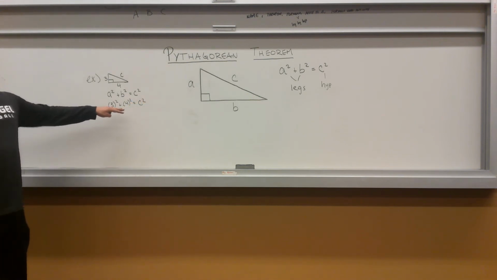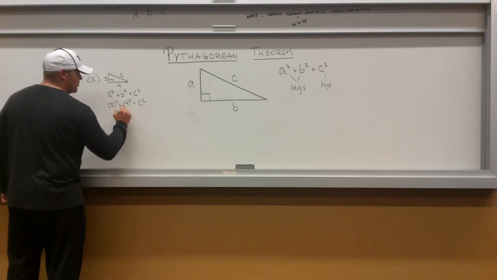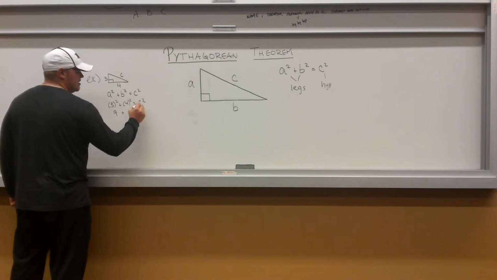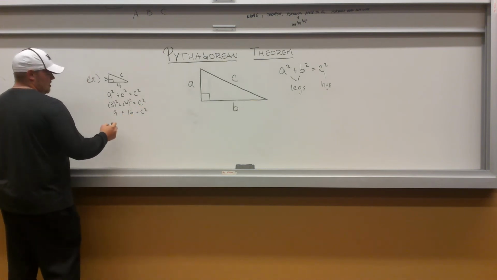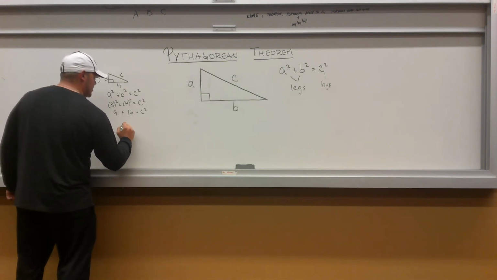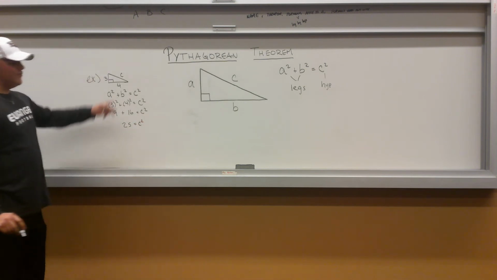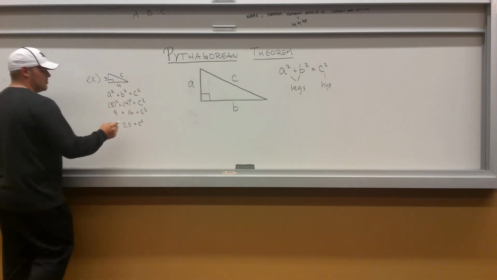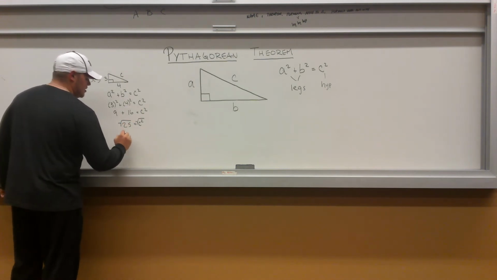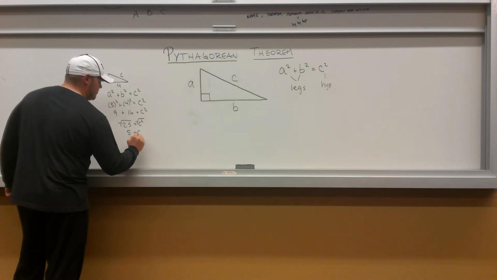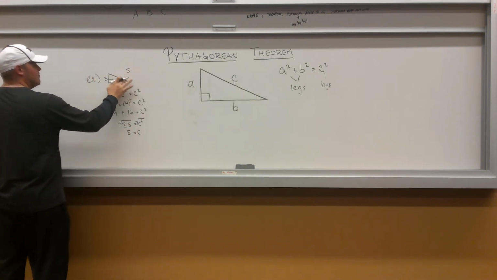Now you apply the squares to the numbers. So 3 squared is 9, plus 4 squared, 16, equals c squared, which we still do not know. Combine your like terms, you have 25 equals c squared. But you're not done yet. We're looking for c, not just c squared. So in order to find what c is, you just take the square root of both sides, which would equal 5 for c. So the hypotenuse of this triangle would be 5.